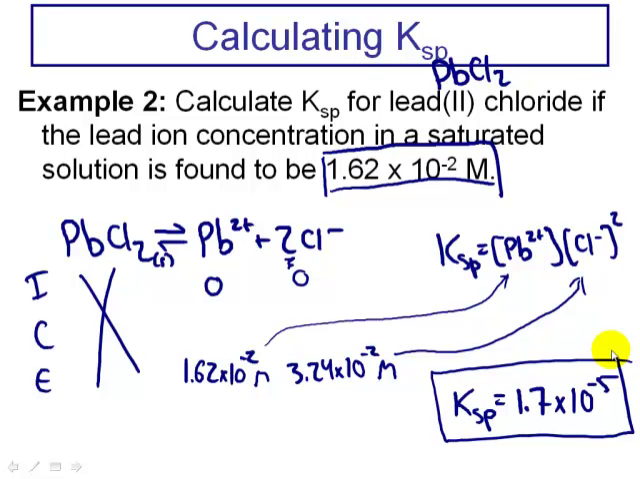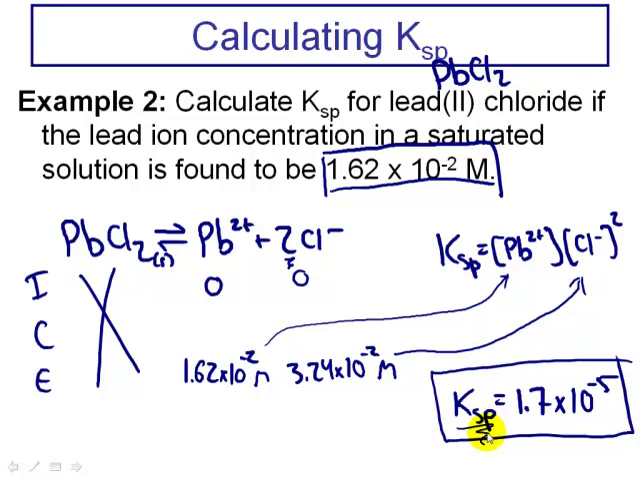That's easy stuff. Now, we can also do the reverse process. I just showed you how to calculate KSP values if you know the solubility, but one of the big applications of having these equilibrium constants is I can use a KSP value to estimate what the solubility of a compound is going to be.